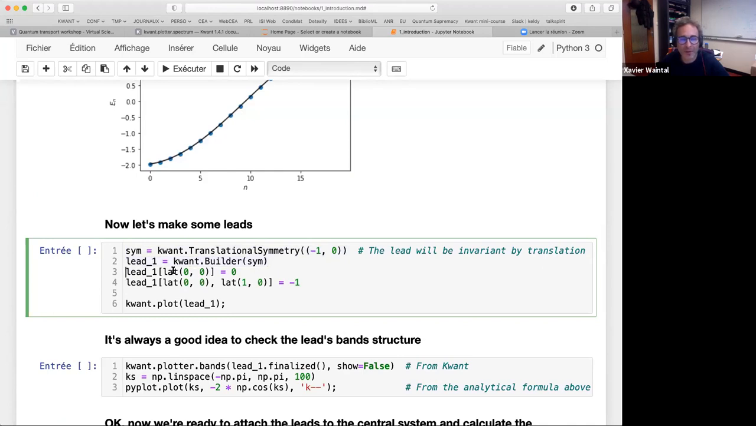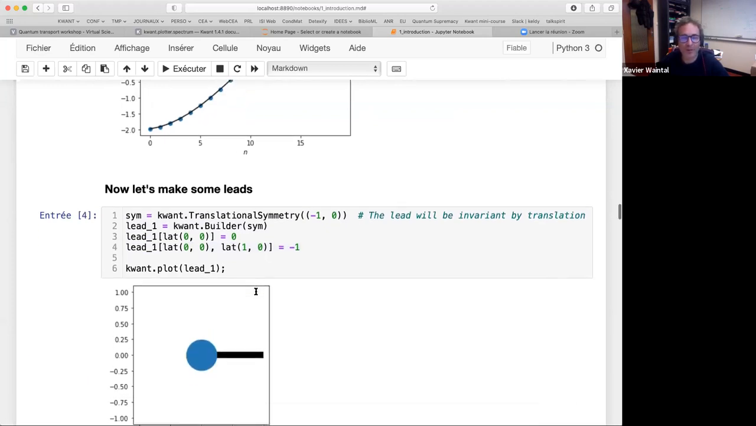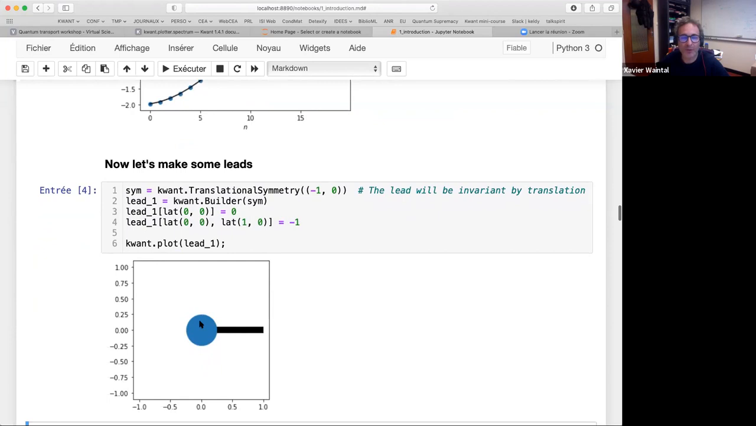Then I can again fill it with just one site, because now it's going to be automatically repeated up to infinity. And also I just add one hopping, and that's sufficient to create all hoppings because it will be repeated infinitely. So if I plot the system, I get something very boring because I have only one unit cell, which is one site connected to the next.